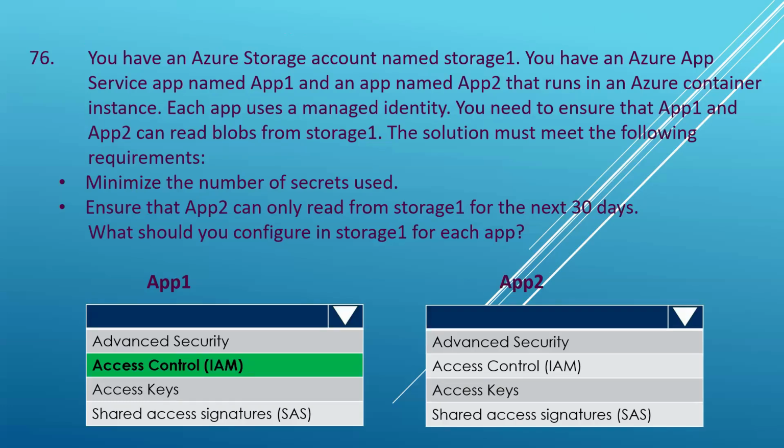Now for app 2, you have a specific requirement here in the question that app 2 needs the ability to only read data from storage1 for the next 30 days. So we are talking about temporary credentials, and for that we will create a shared access signature token, which is SAS, with a validity of 30 days that will allow read access to the necessary containers or blobs. Now, when creating a SAS token, you can scope it to specific containers, blobs, and operations, which helps you control the level of access app2 has during the 30-day period.